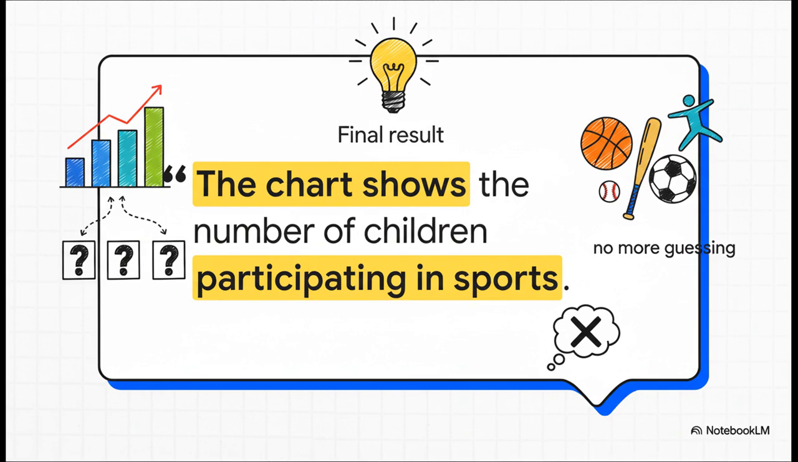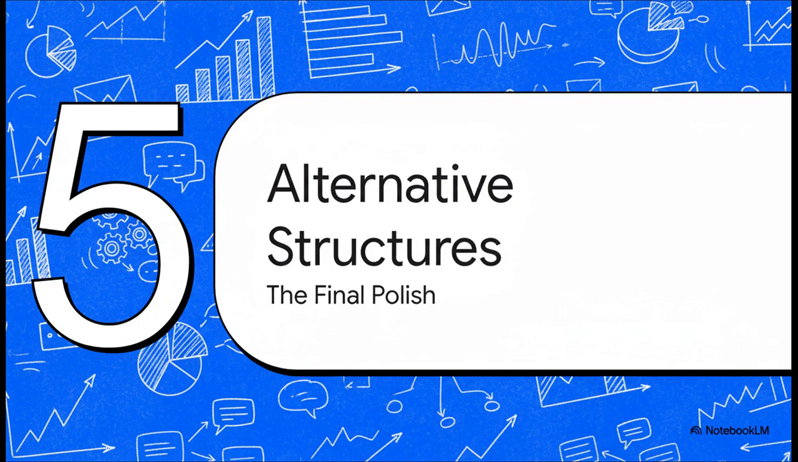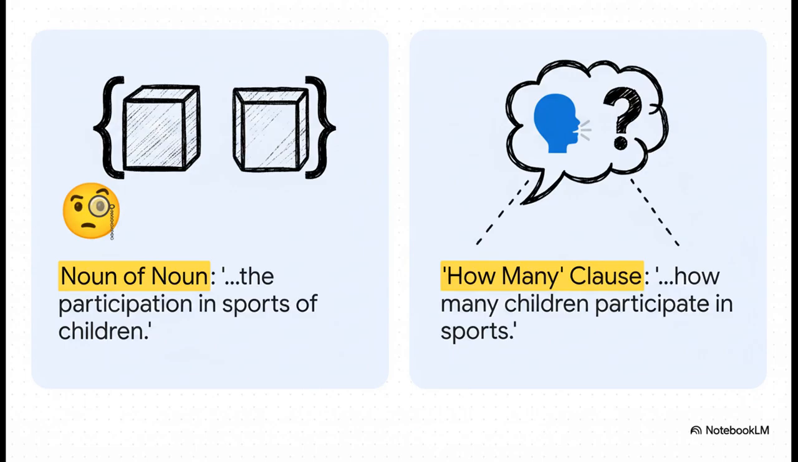See? No more guessing. Now, once you get really comfortable with that main structure, you can start to add a little variety to make your language sound even more sophisticated. Let's look at a couple of other really professional ways to say the exact same thing. Here are 2 fantastic alternatives. You can use what's called a noun of noun structure, which sounds a bit more formal: the participation of children. Or, and this is a great one, you can use a clause that starts with how many or how much, which sounds really natural. How many children participate? These are great options to have in your back pocket.